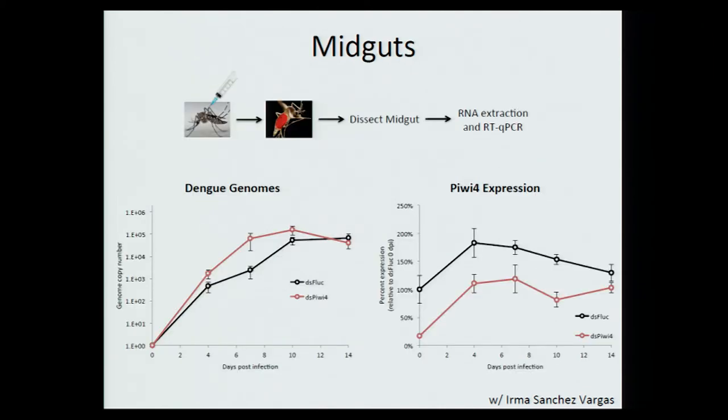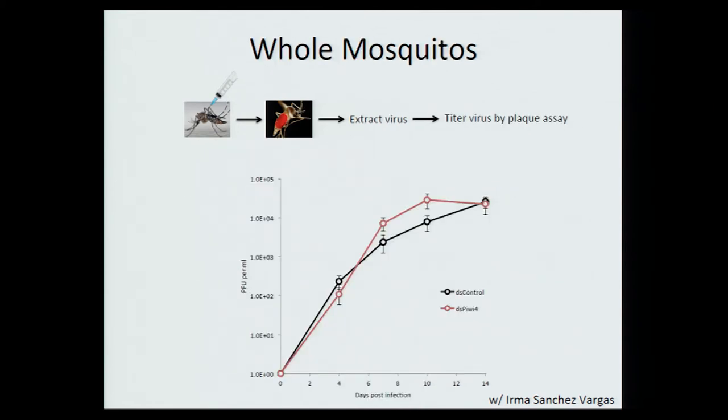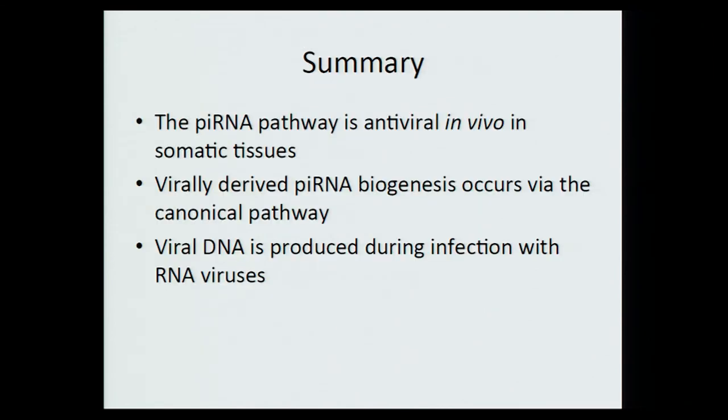What we find is that in the midgut, a somatic tissue, we see quite good knockdown of PIWI4, and associated with that, we see an increase in viral replication. As well as in the midgut, we also see this effect in the carcass. And then for our plaque assays on the whole mosquito, we again see an increase in viral replication associated with a knockdown of PIWI4.